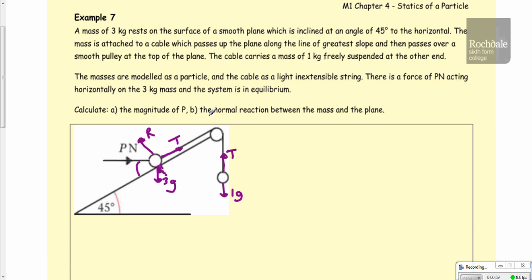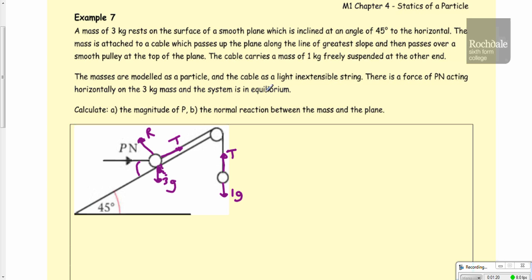We've got a cable going over a smooth pulley, and then we've got a 1 kilogram mass which is freely suspended at the other end. So I've drawn all the forces on. There's a tension which will be the same throughout the string, a normal reaction which will be at 90 degrees to the surface, and the weight acts vertically downwards.